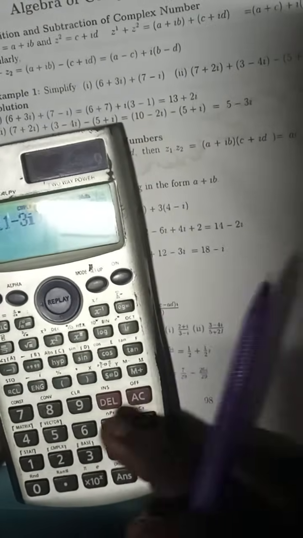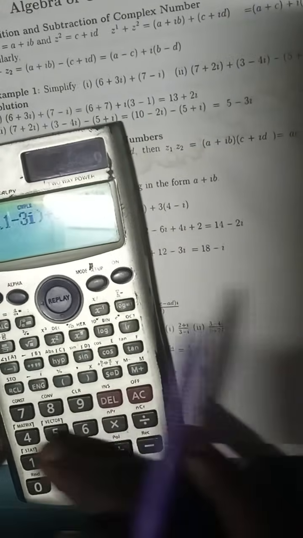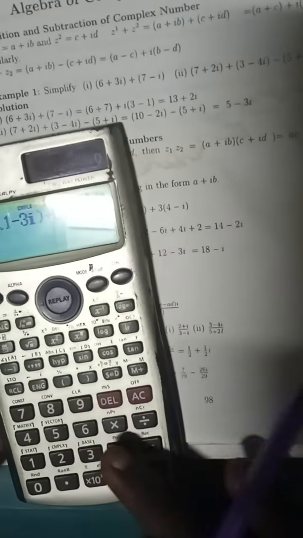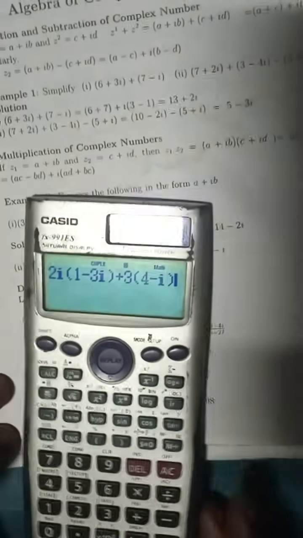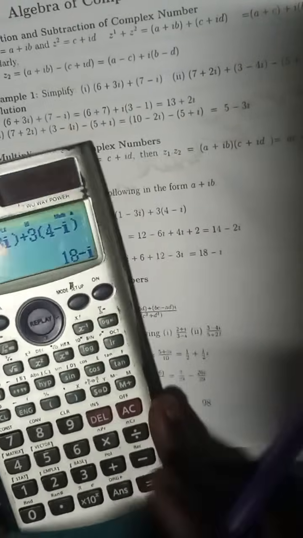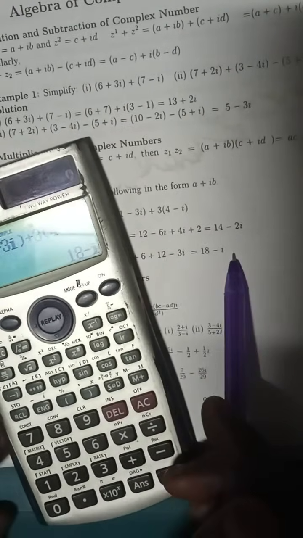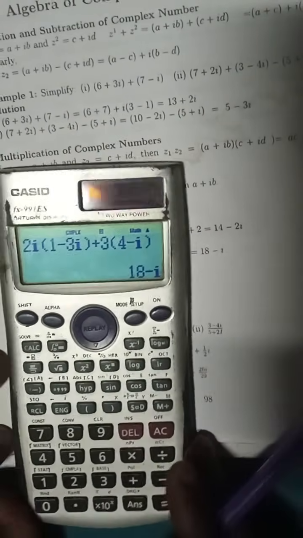Plus 3. Open the bracket, 4 minus i. Can you see that? Close the bracket. So everything is set now. Then click on equals to. So that's 18 minus i. Can you see that now? So it helps you, right?